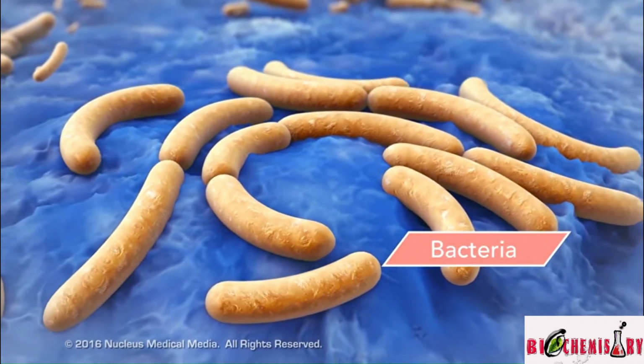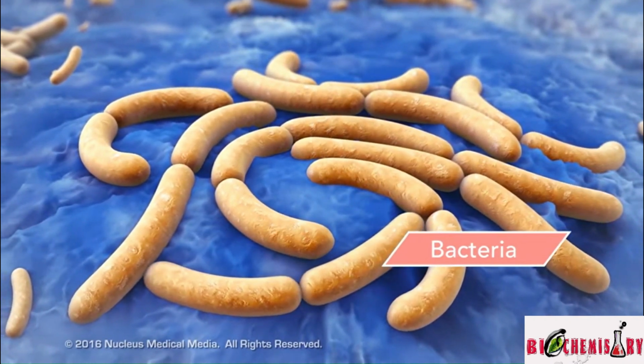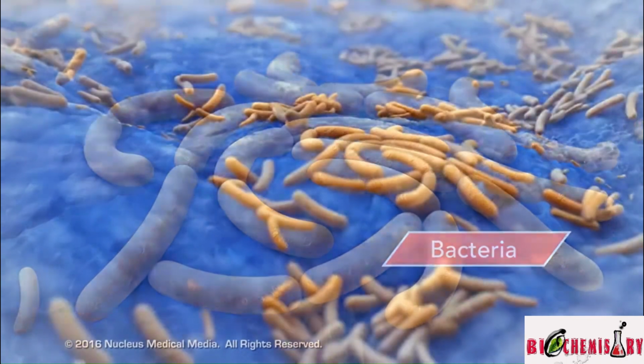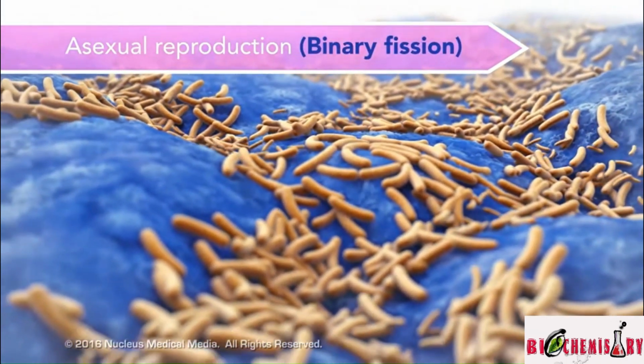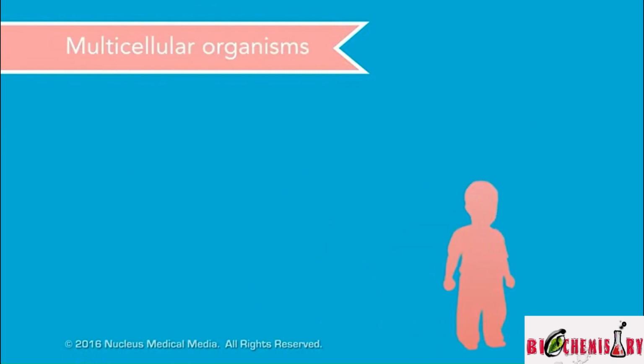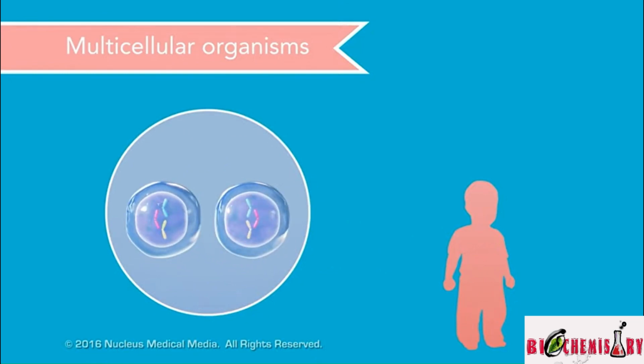The two daughter cells that result are separate organisms, in this case, two new genetically identical bacteria. This is a type of asexual reproduction known as binary fission. Cells in a multicellular organism also reproduce by cell division. But the new daughter cells that are produced are not two separate organisms.